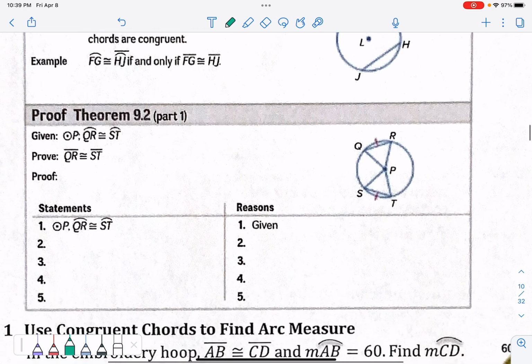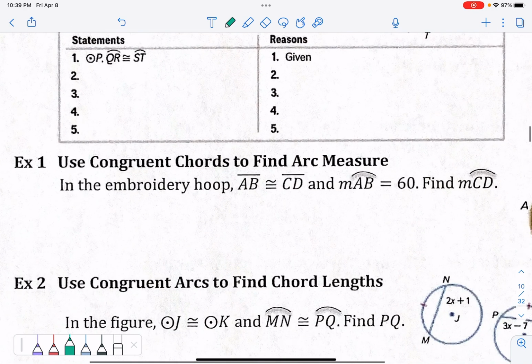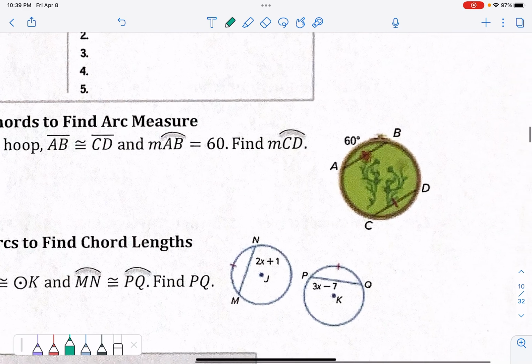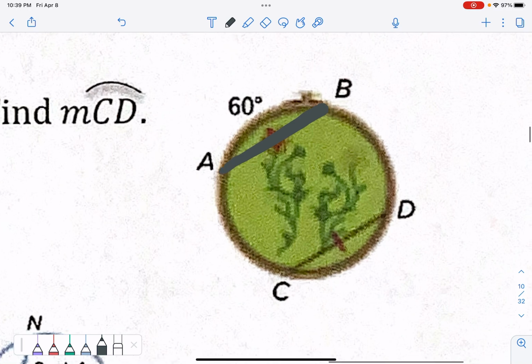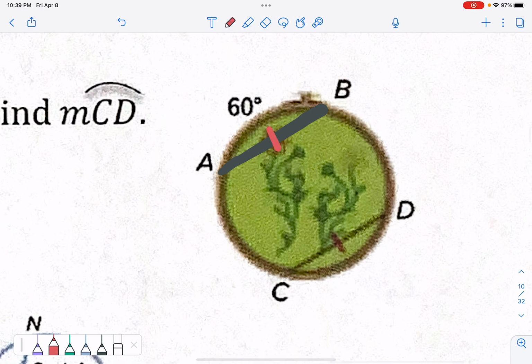I'm not going to go through this theorem with you, but let's go down and talk about this, which is something called an embroidery hoop. Your moms and grandmas might know what this is, but you put material in a circle and stitch through it. They have an arc going across this embroidery hoop. They kind of get some far-fetched examples here. What you can't see very well is that there's a tick mark here, and this has a tick mark also, and there's an arc, okay? And the measurement of this arc right here is 60 degrees.